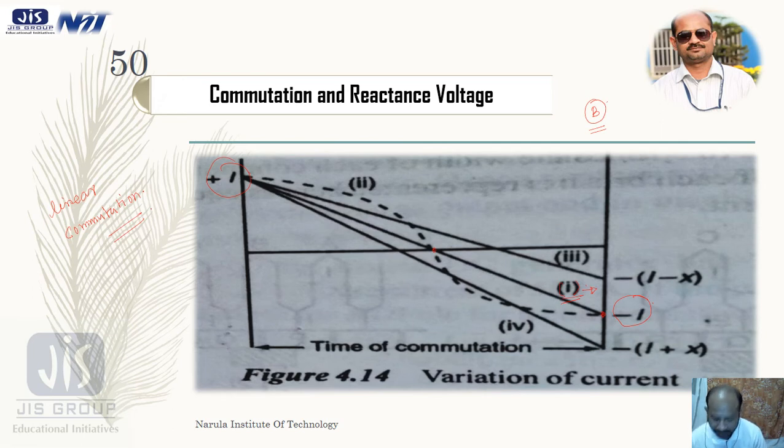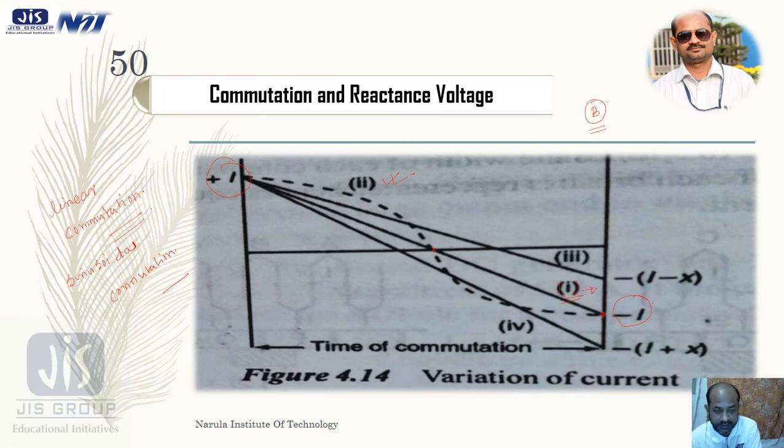Okay, sometimes this variation of current from plus I to minus I takes place in a non-linear manner, which is shown in curve number 2, and that is called sinusoidal commutation.